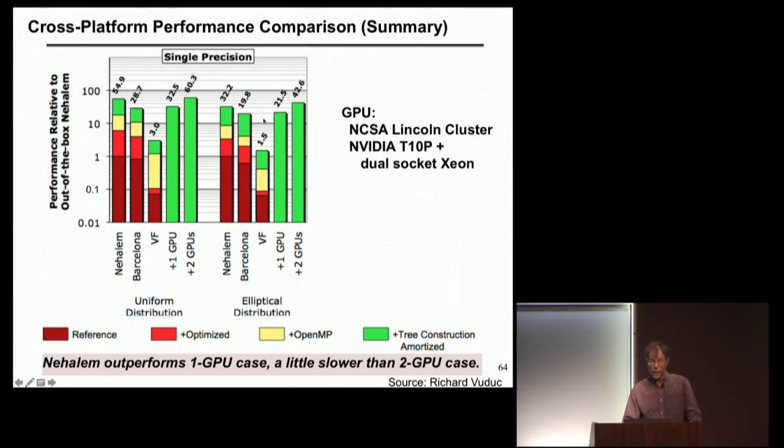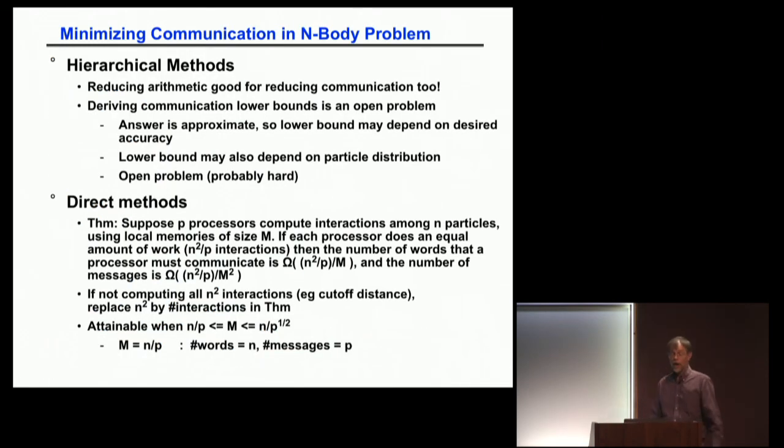And the story is about the same for the elliptical distribution. Okay, so let me summarize, last slide. How close am I to hitting the lower bound in communication for all of these? Because a lot of the optimizations were to minimize moving data around.